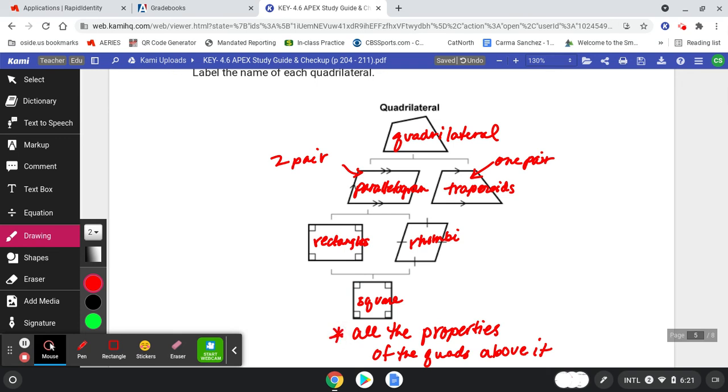Okay, we've seen all the quadrilaterals now. How are you doing? Let's go do the checkup.